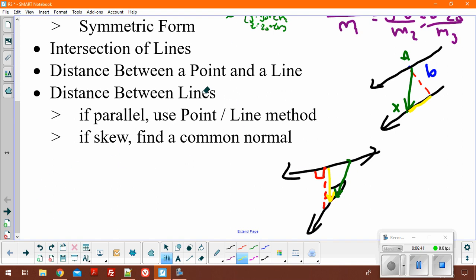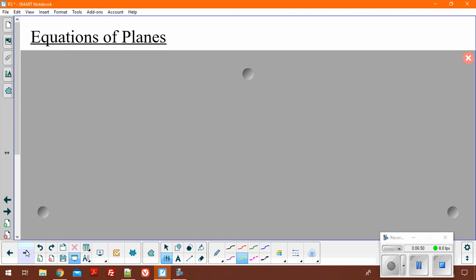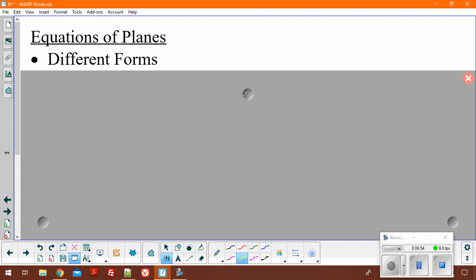Okay, that's pretty much sums up everything we learned about lines in vector form and three-dimensional space. Okay, so now planes. Again, we learned a couple different forms of the equation of a plane.